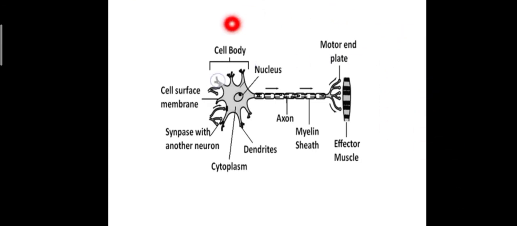Now this diagram is also showing the structure of a neuron. Here we can see the cell body. This one is the nucleus. It is the cell surface membrane. These are the synapses with other neurons. Here are the dendrites, and we have studied about dendrites. Here is the cytoplasm. These are the axons. Here is the myelin sheath, and this structure is the motor end plate, and this is the effector muscle.